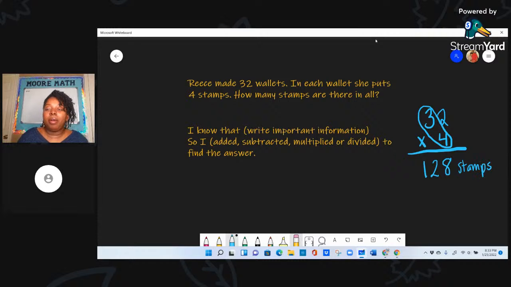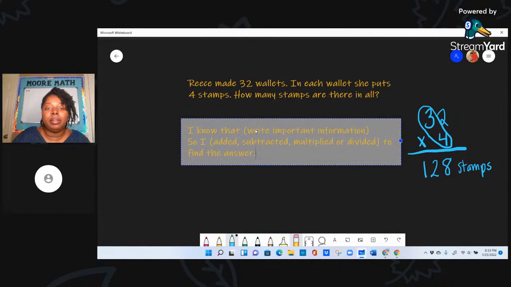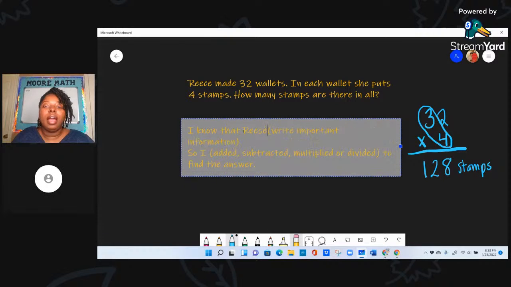Okay, so now help me out. We're writing an explanation. Here's your key right here. You're going to write the important information. So what's the important information they gave us in this problem? We're just repeating what they told us. So I know that Reese made 32 wallets.